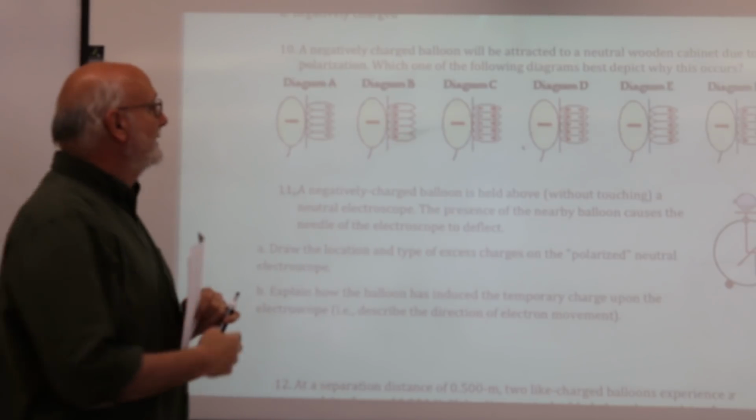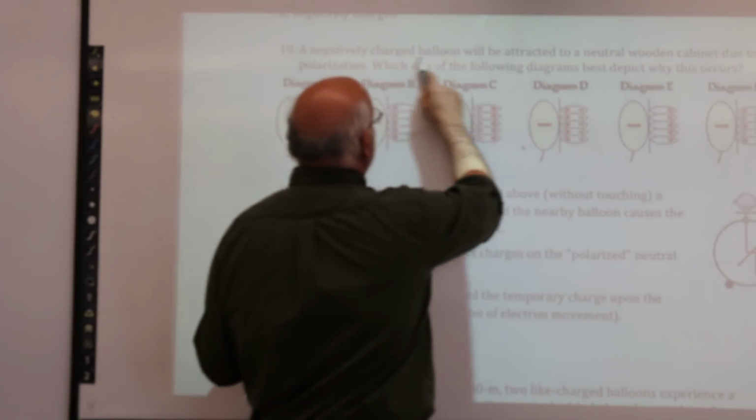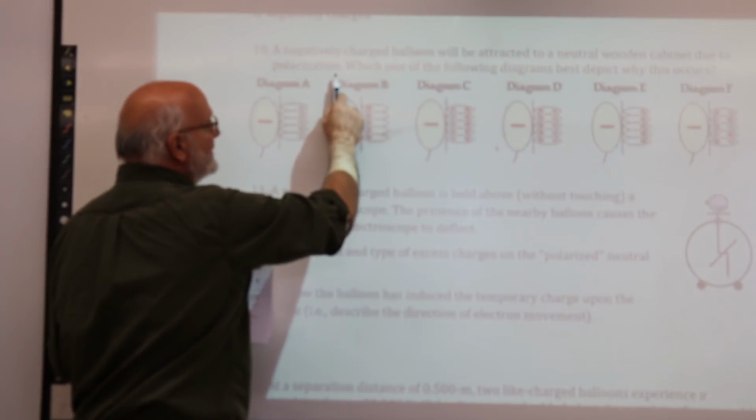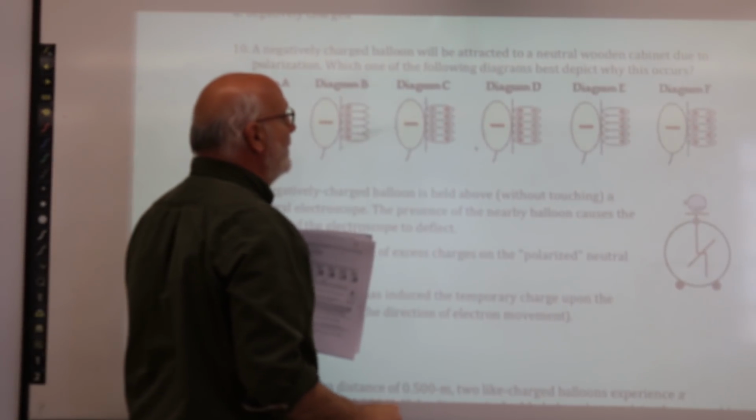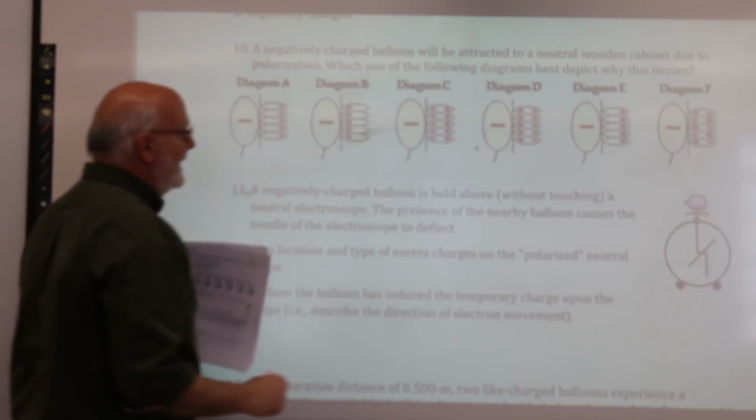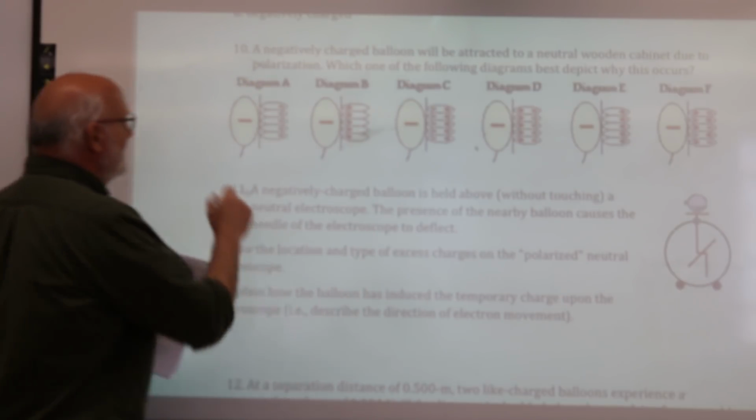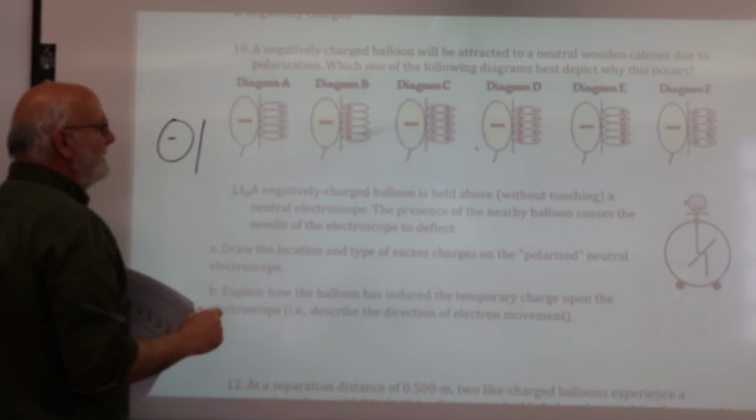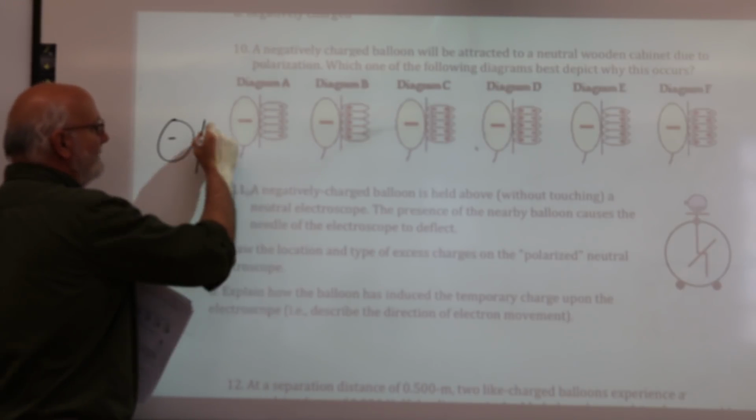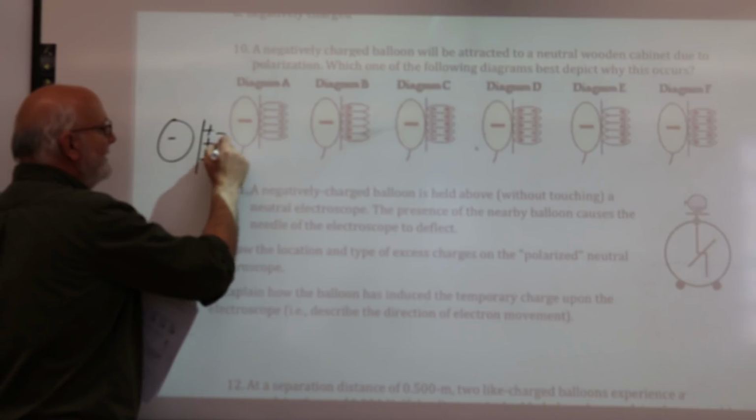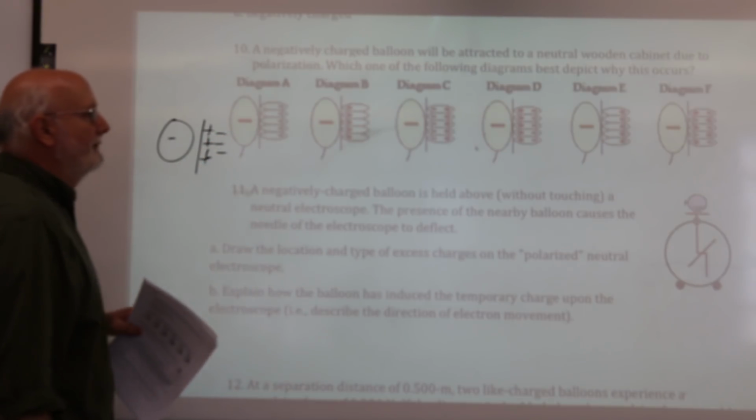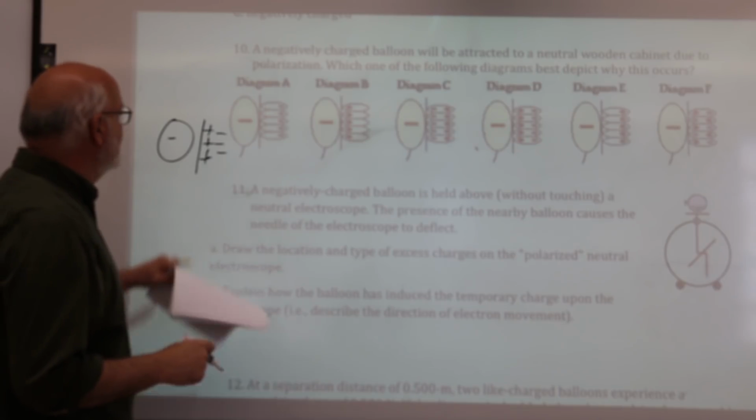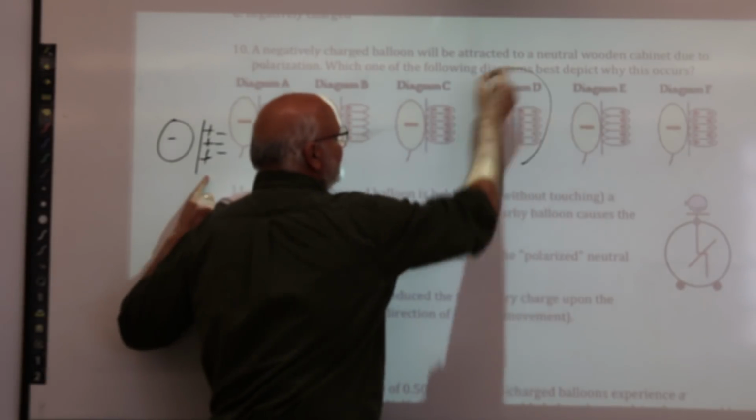All right, we're back. A negatively charged balloon will be attracted to a neutral wooden cabinet due to polarization. Which best describes why this occurs? Well, let's do a picture of it to begin with. Here's our negative, and here's our cabinet. That means the cabinet itself will have the positives attracted and the negatives repelled. Everybody cool with that? So when we look at this, we ask which one's like this? It's D.